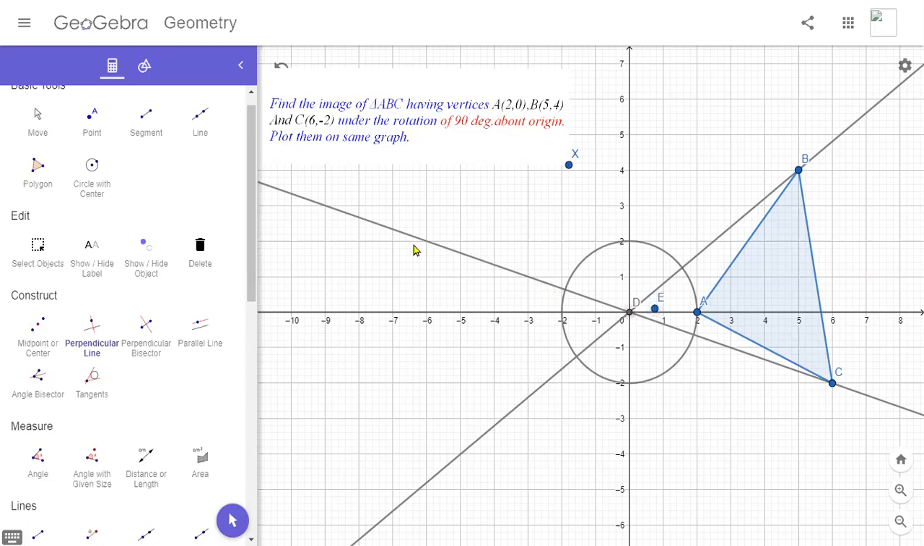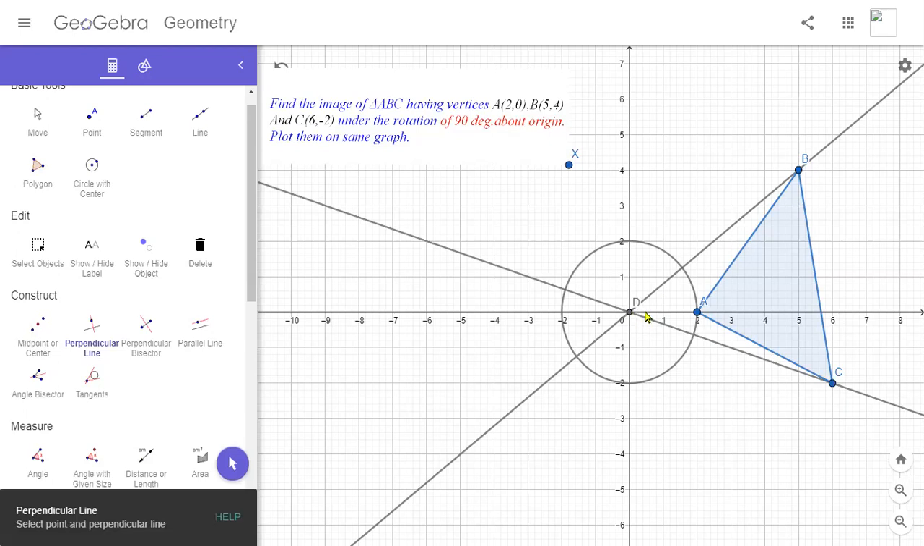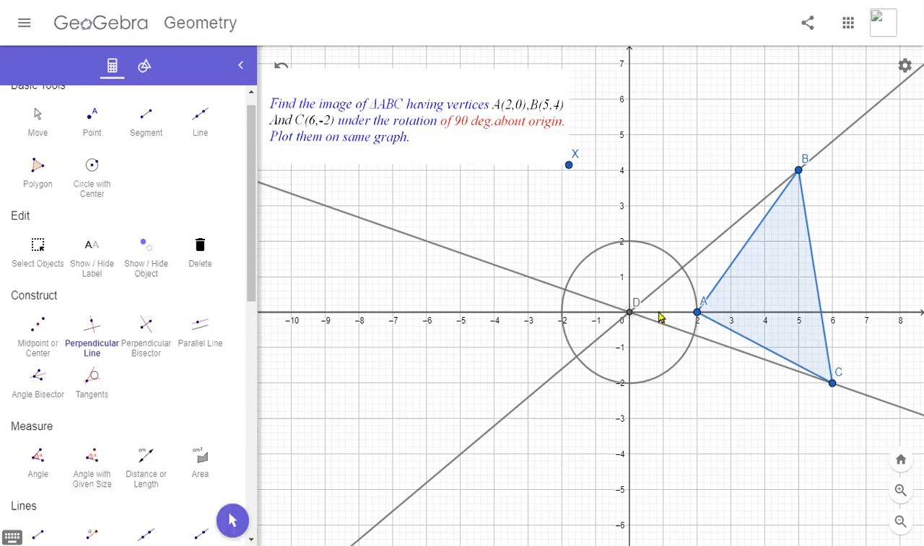Let me just construct the perpendicular line. This vertical line is the perpendicular line with this line that passes through the vertex A, and the angle here is 90 degree in counterclockwise direction. This angle is exactly 90 degree.